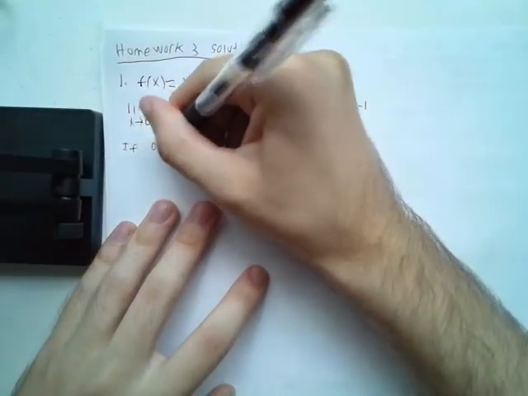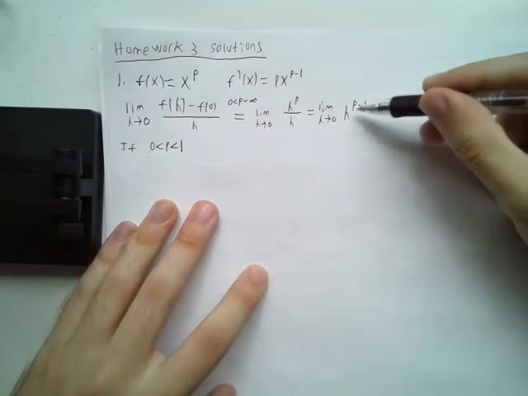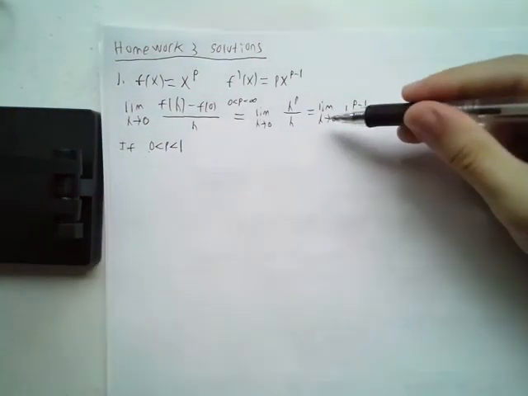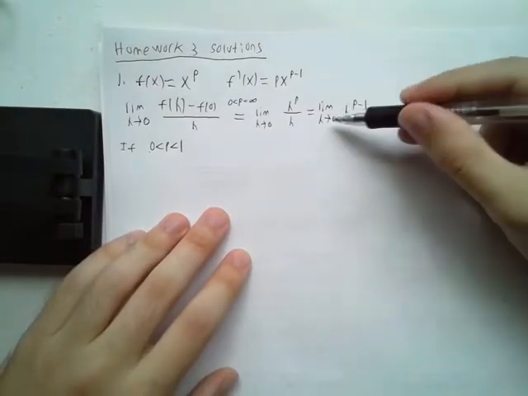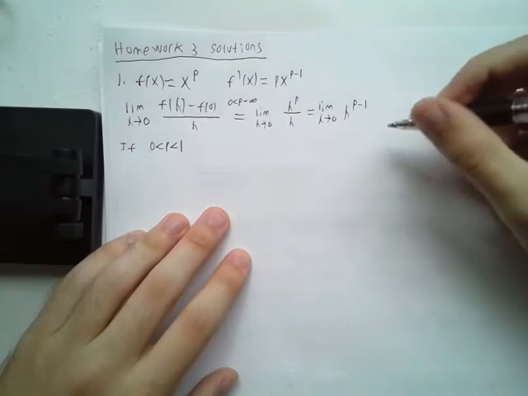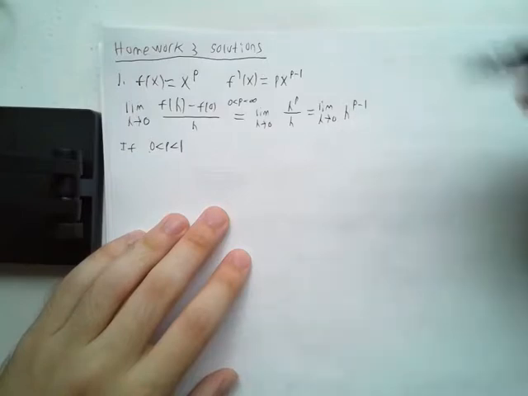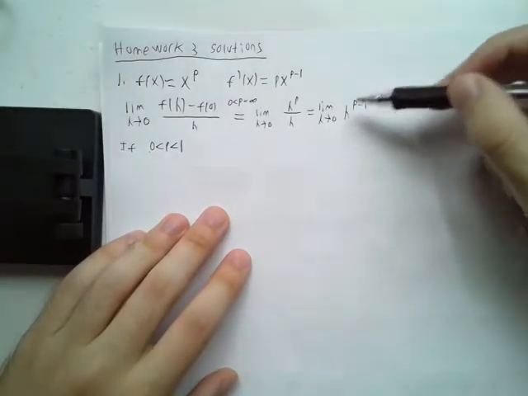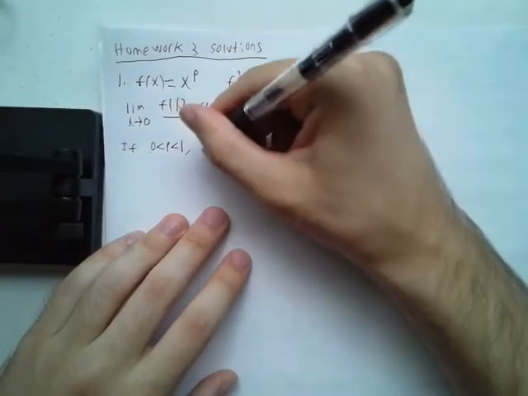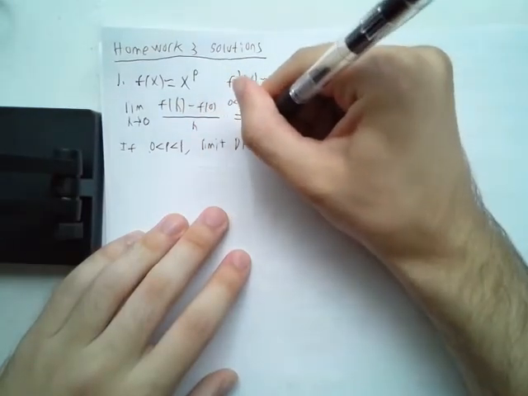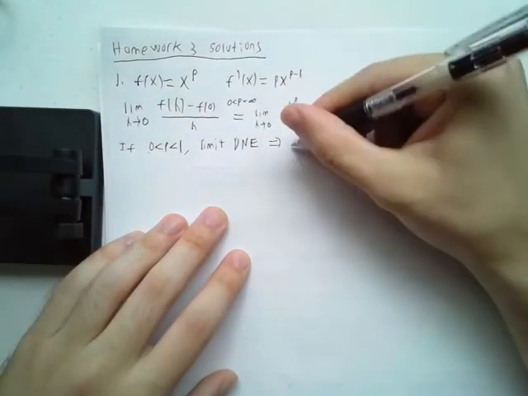If 0 is less than p is less than 1, then we have a negative exponent here. So this thing will look like a limit as h goes to 0 of 1 divided by h to some power. And so that means we're dividing by smaller and smaller numbers, so the limit goes to plus or minus infinity in that case. And so therefore the limit does not exist. And that means that the function is not differentiable at 0.